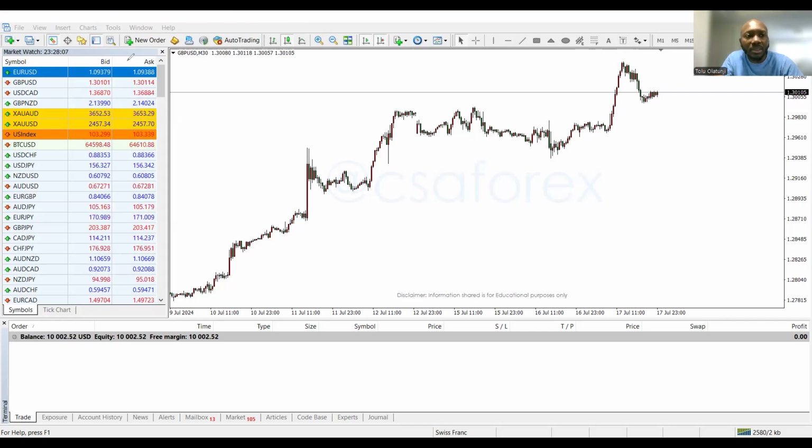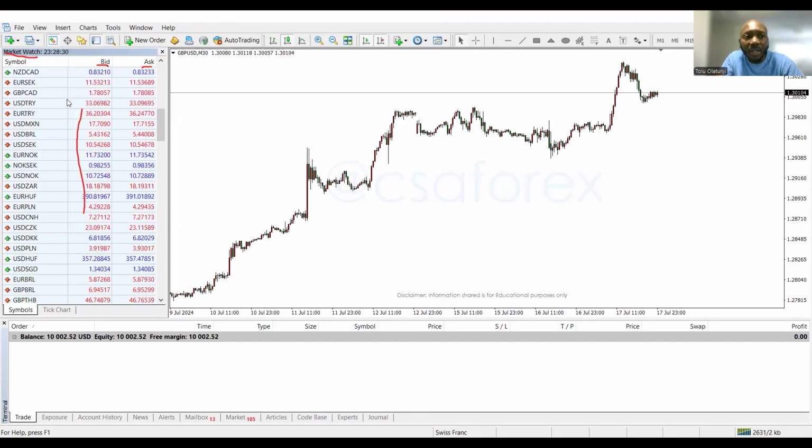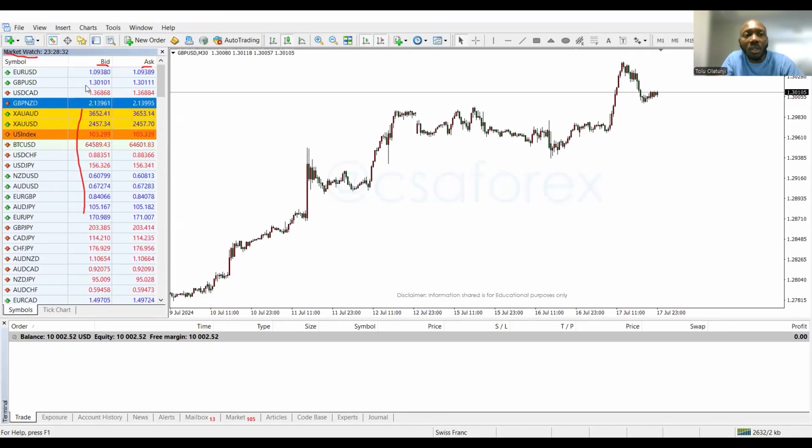So here, this section, I'll call it number 1, which is known as the Market Watch. It simply tells us all the instruments that we have and the two prices, bid and ask. The bid price is the selling price, while the ask price is the buying price. So Market Watch gives us a general overview of all the instruments, and also the selling price, bid, and the ask price.